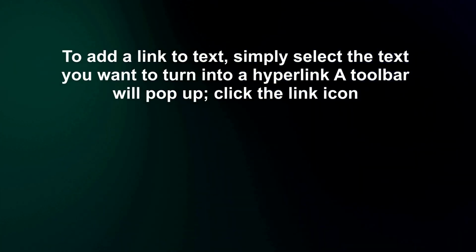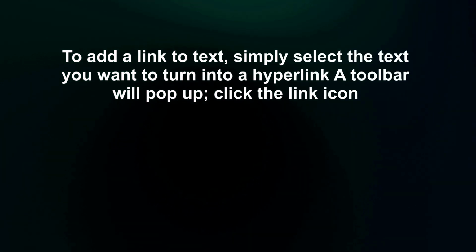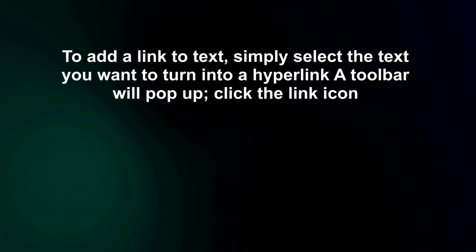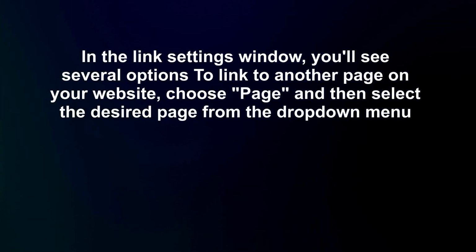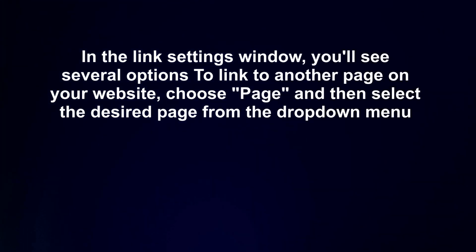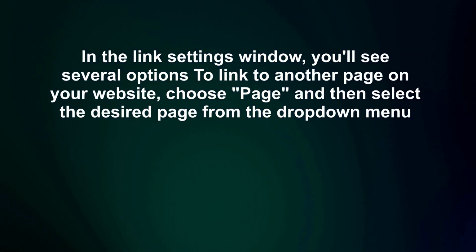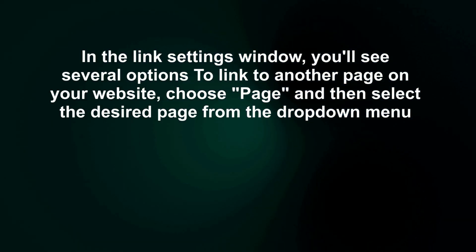To add a link to text, simply select the text you want to turn into a hyperlink. A toolbar will pop up. Click the link icon. In the link settings window, you'll see several options to link to another page on your website. Choose page and then select the desired page from the drop-down menu.